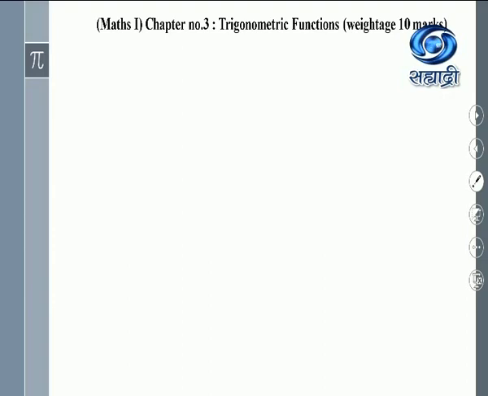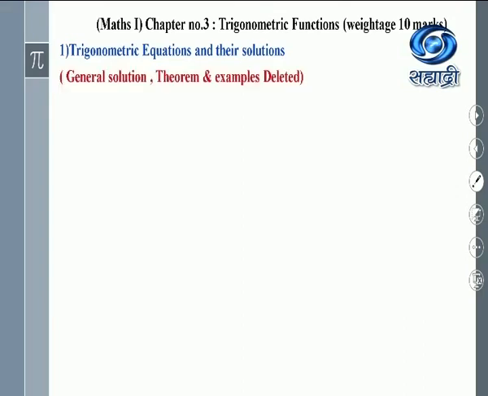Let us have a look at the articles that we are going to study in this chapter. Number 1 is the trigonometric equations and their solutions. In this, we have two types of solutions. One is the principal solution and the other is the general solution. But the general solution with the theorems and the examples is deleted from the HSC board syllabus for this academic year.